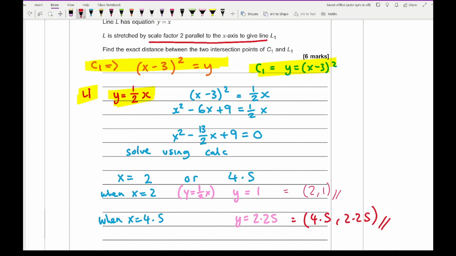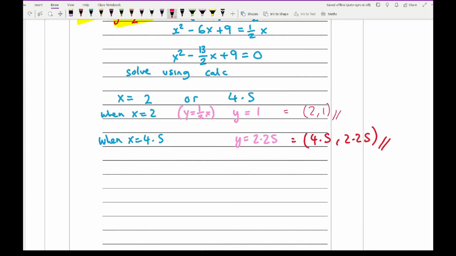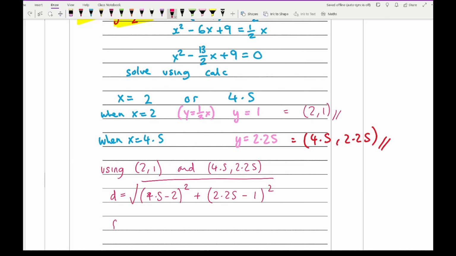Then I've got to remember that the question is asking me to find the exact distance between those 2 points. So using 2, 1 and 4.5, 2.25 to work out the distance, it's going to be the square root of (x2 minus x1) squared plus (y2 minus y1) squared. So it's going to be 4.5 minus 2 squared plus 2.25 minus 1 squared, all square rooted. So d is going to equal, and if I type that all into my calculator, I get 5 root 5 over 4.